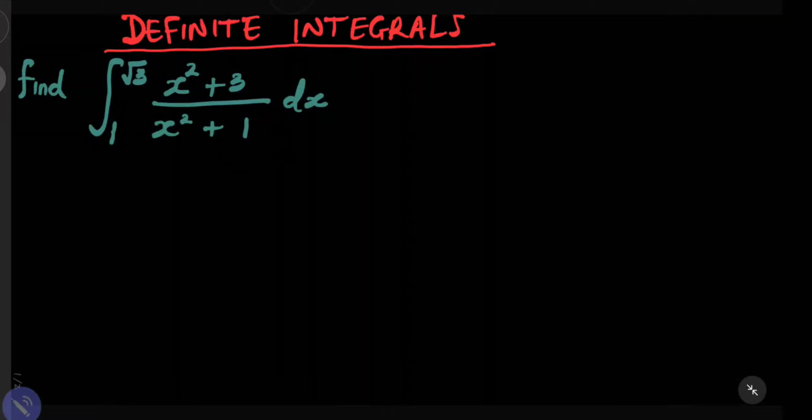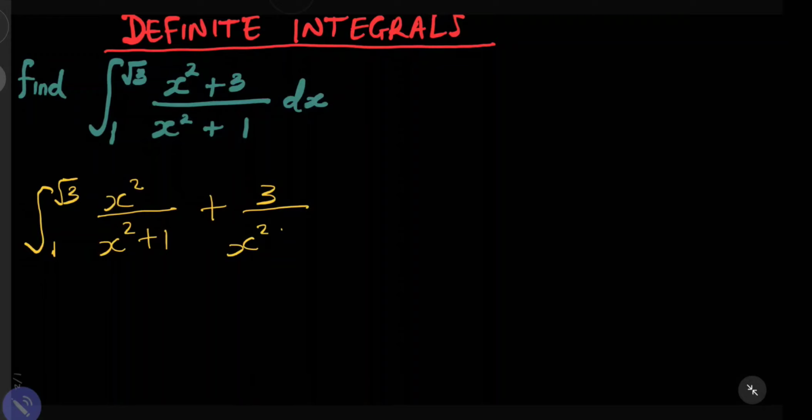So the strategy here would be to rewrite this whole expression. We can rewrite this expression as x squared plus x squared over x squared plus 1 plus 3 over x squared plus 1 dx. So we've rewritten this, and this is equivalent to this.